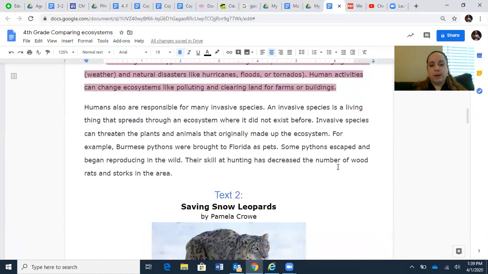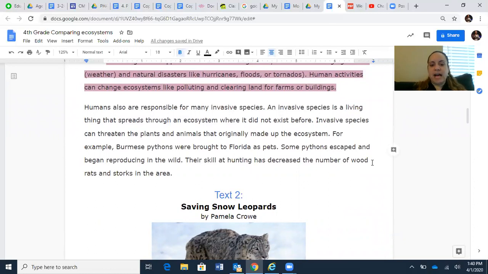Humans are also responsible for many invasive species. An invasive species is a living thing that spreads through an ecosystem where it did not exist before. Invasive species can threaten the plants and animals that originally made up the ecosystem. For example, Burmese pythons were brought to Florida as a pet. Some pythons escaped and began reproducing in the wild.